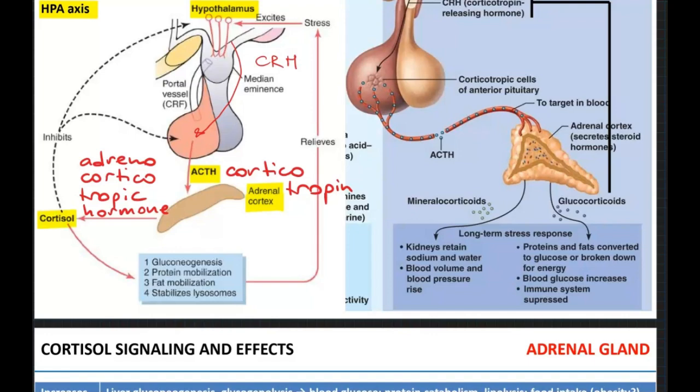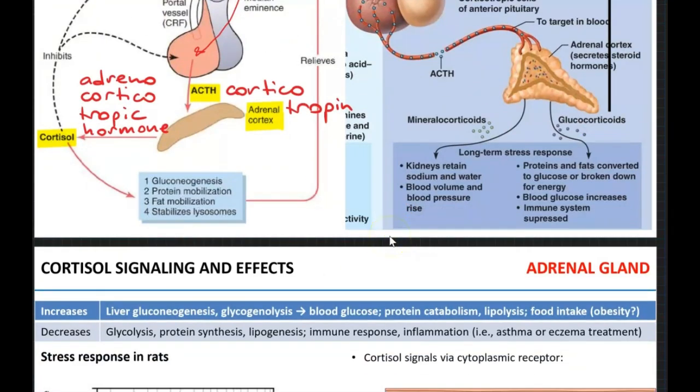So the effects of cortisol, because, how do you deal with long-term stress from the physiological perspective? You need to mobilize resources. And this mobilization of resources is generation of glucose, breakdown of protein for energy, breakdown of fat. Now, since it stabilizes lysosomes, it impairs immune responses. So we're going to go back to this.